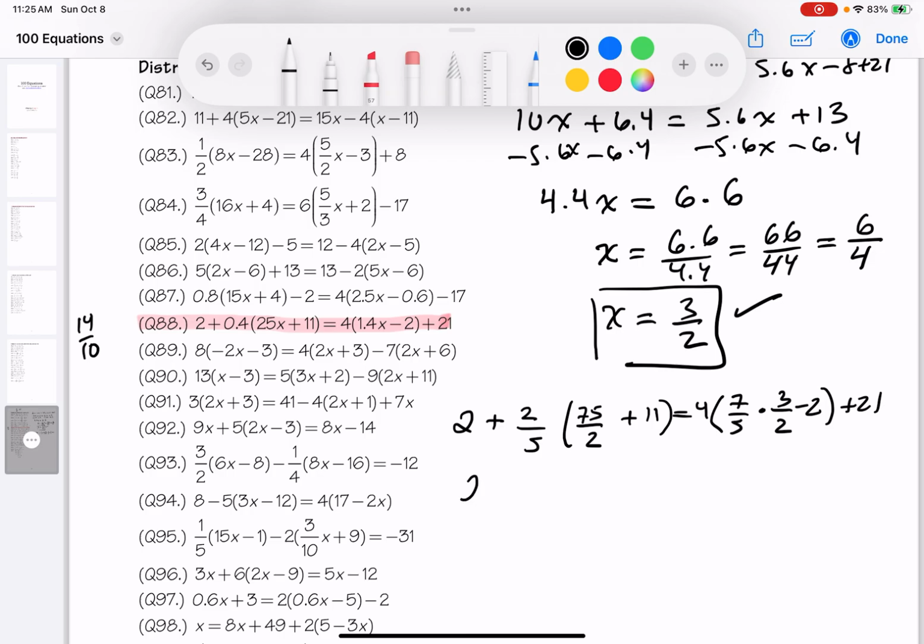All right, let's keep going. 2 plus, well, the 2's cancel, and true proper multiplication. 5 goes into 75 15 times. And then you're going to get 22/5 equals, let's do this. Well, I'm going to write minus 8 down first, and then 21. I'm going to do the 4 times the 7/5 times the 3 halves, by the way. And I'm noticing that the 2 would cancel. You get a 2 then. And 7 times 3 is 21, so 42/5.